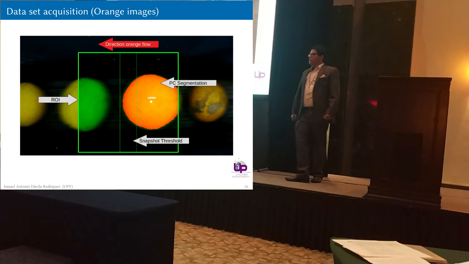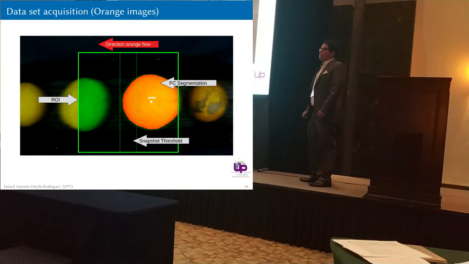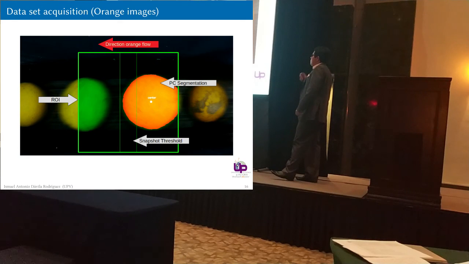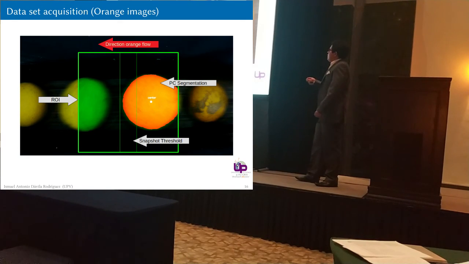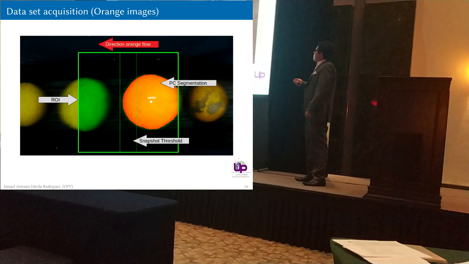So here is the sample frame that we got in front of the camera. If you see, this is the orange direction flow. So all the oranges will be passing from right to left. Then you see this part is kind of red. So this is the PC segmentation. Also, you see here the center that will be useful for this snapshot threshold.